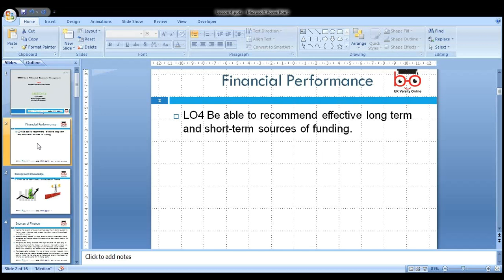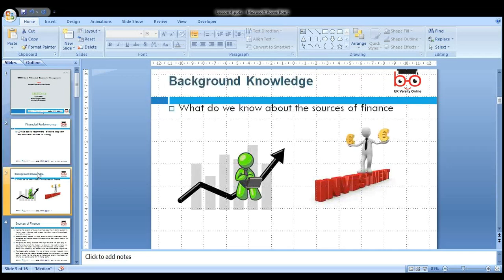Today we will discuss being able to recommend effective long-term and short-term, or different, sources of finance. This whole lesson will focus on it. Does anybody know what is meant by sources of finance? What are the key sources of finance? How can you raise money? When you need money, we have different sources of finance.